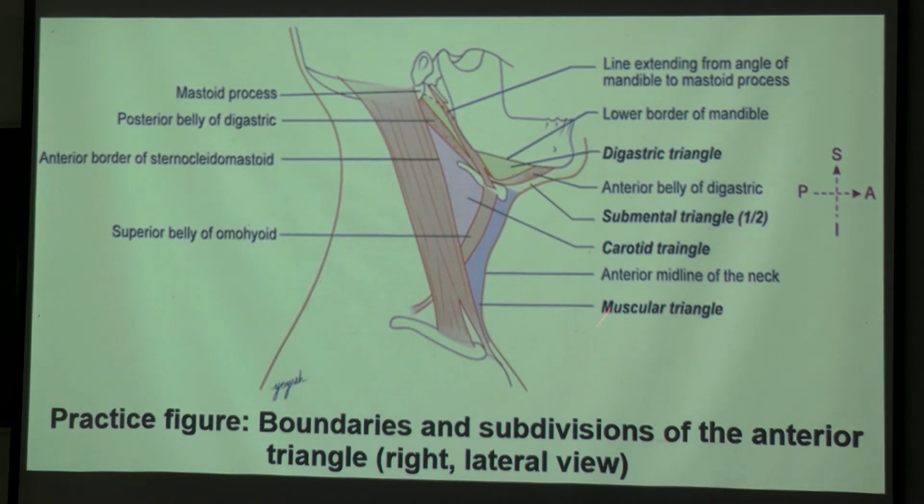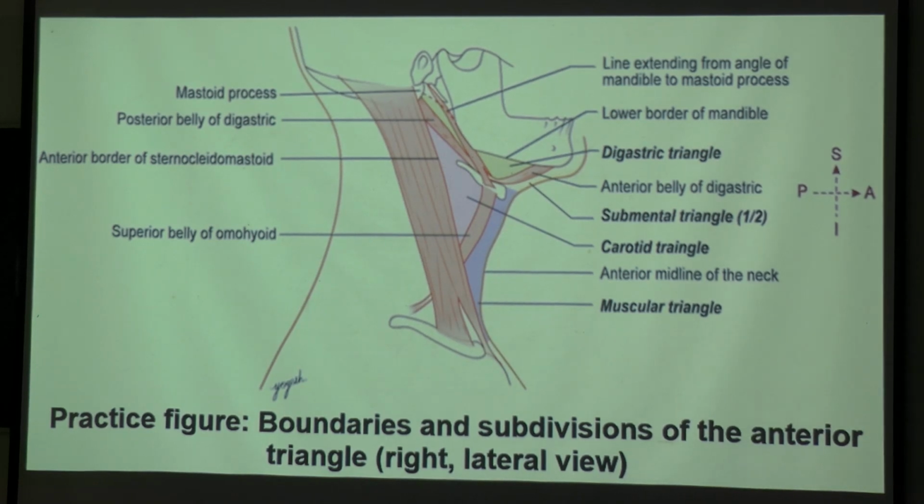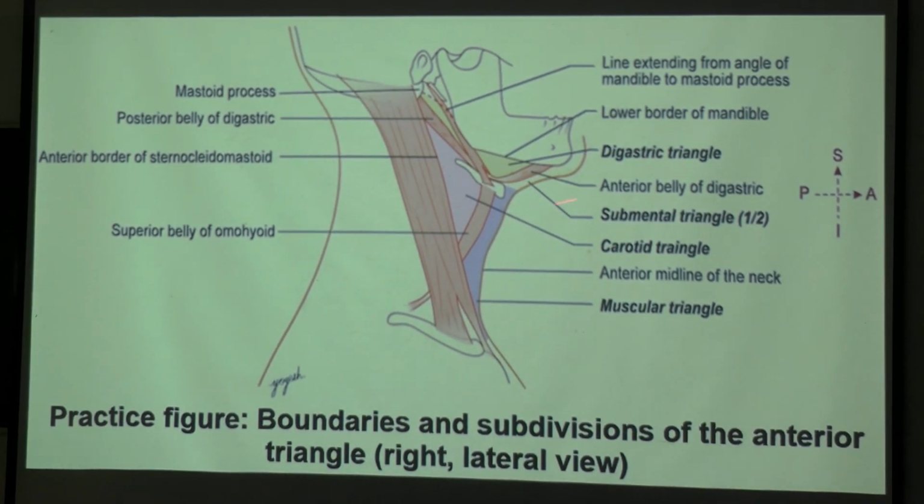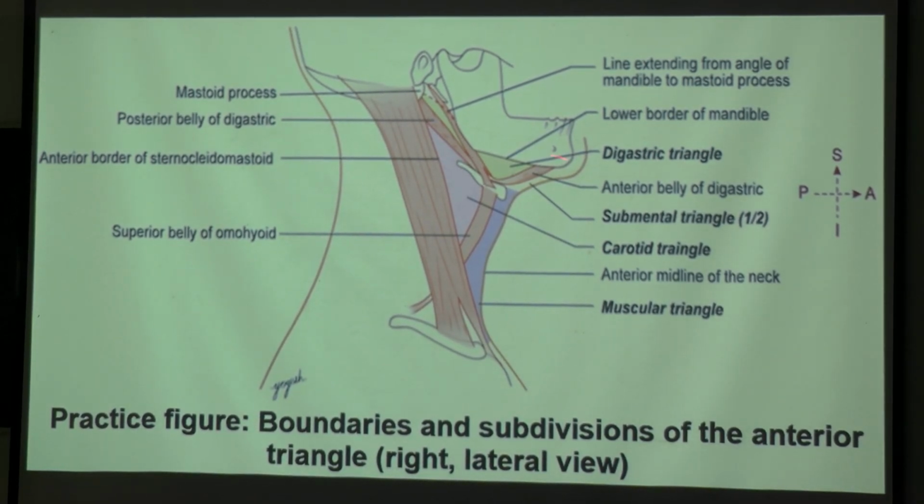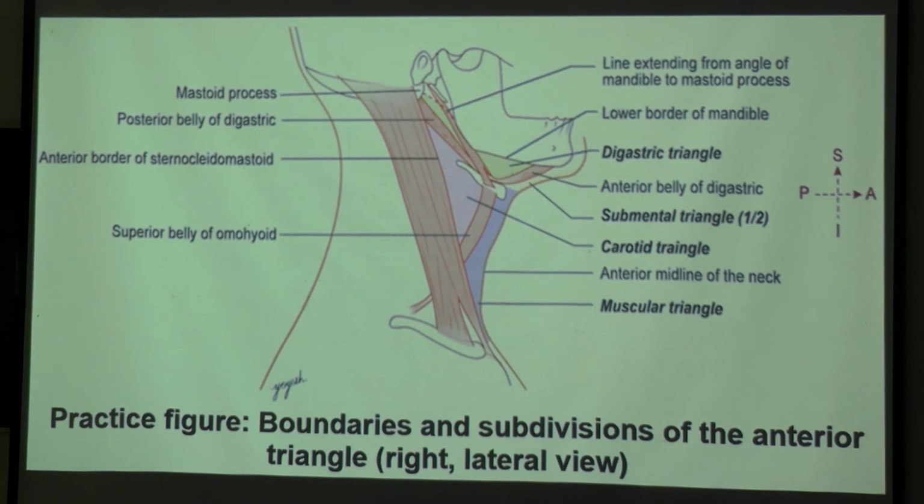Next, this is the whole boundary of the whole triangle, and it again consists of 3.5 triangles. Half a triangle is the submental triangle. Half is located on the right, half is located on the left. So just below the symphysis menti, this is the submental triangle. The rest are complete triangles. This one is the digastric triangle. Here is the carotid triangle, and here is the muscular triangle.